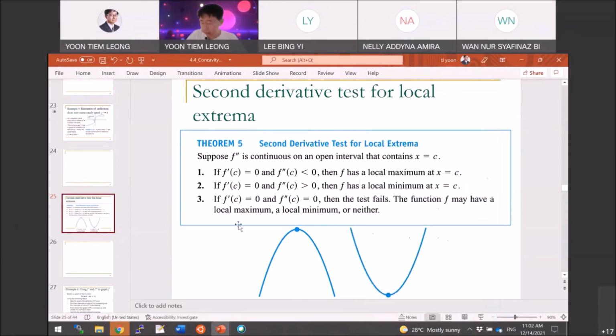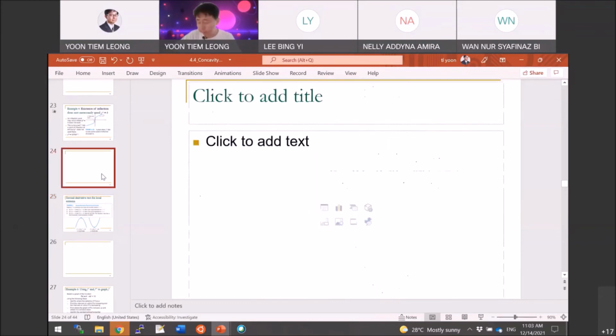Okay, so I have already resumed the recording to continue with our lectures on topic 4.4. We now arrive at theorem number 5. Theorem 5 is using the second derivative test to locate a local extrema. Before this, we have already defined the f prime prime.